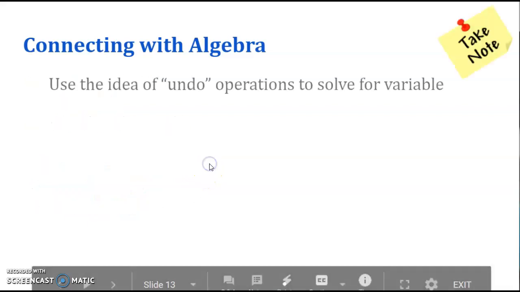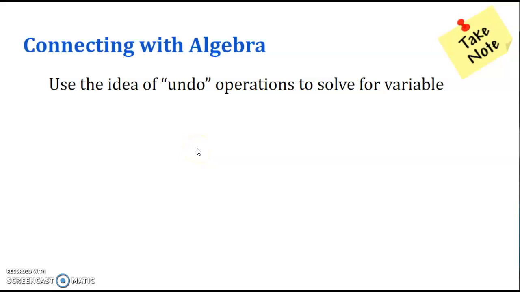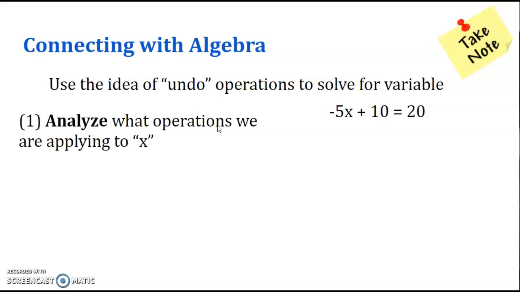Okay, so we can use the idea of undo operations to solve variable equations. Say you have negative 5x plus 10 is equal to 20. How can we solve that? Well, you need to first analyze what operations we are applying to x. What's being done to x? X is being multiplied by negative 5 and then being added by 10. Okay, which is being done first? Is adding 10 first or multiplying by negative 5 first? Well, if you use the order of operations, you will know that we multiply first before adding and subtracting.